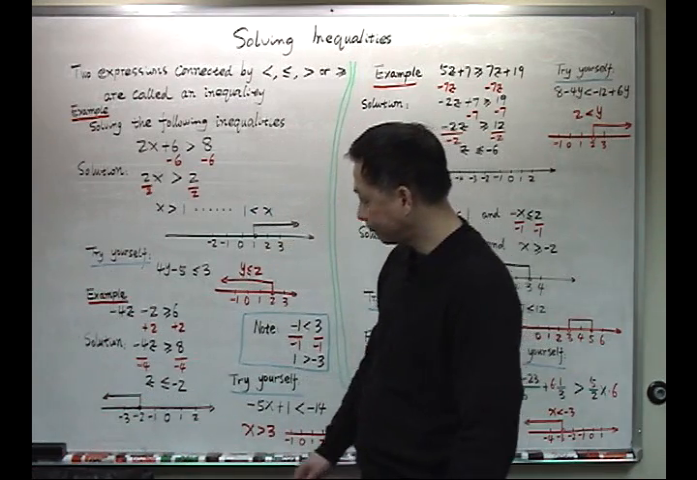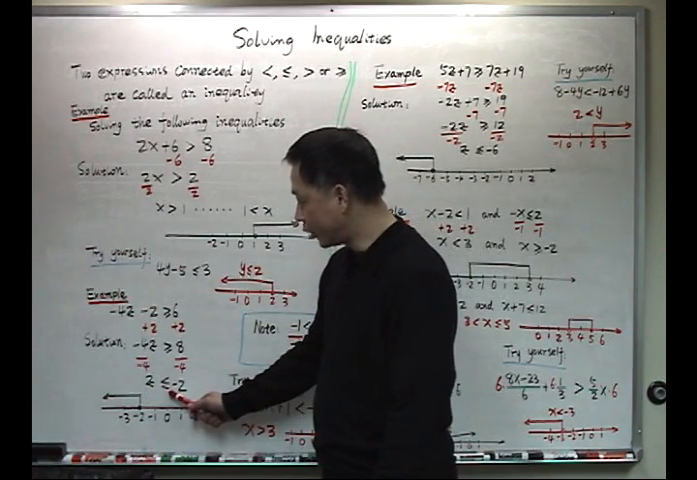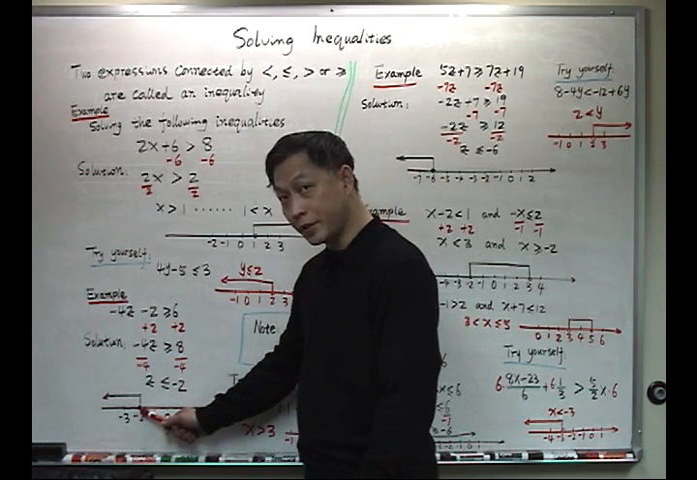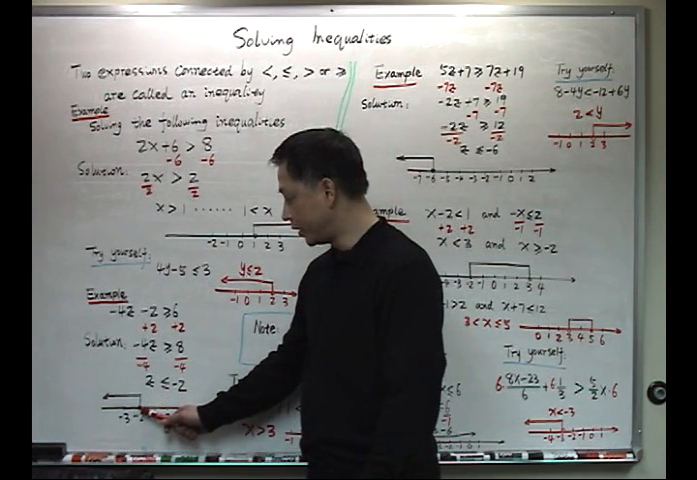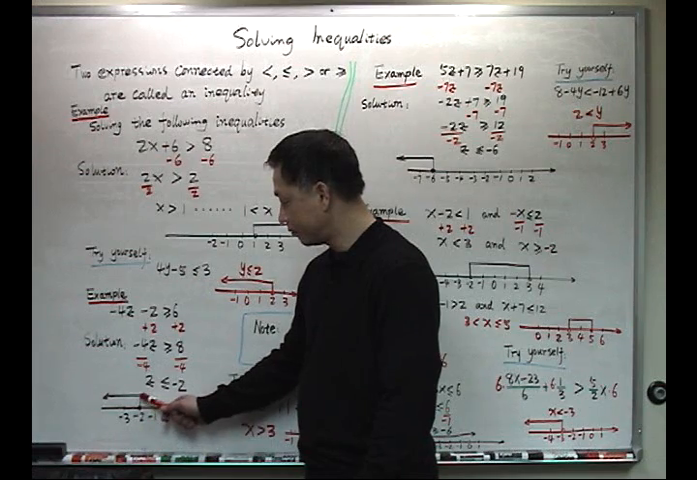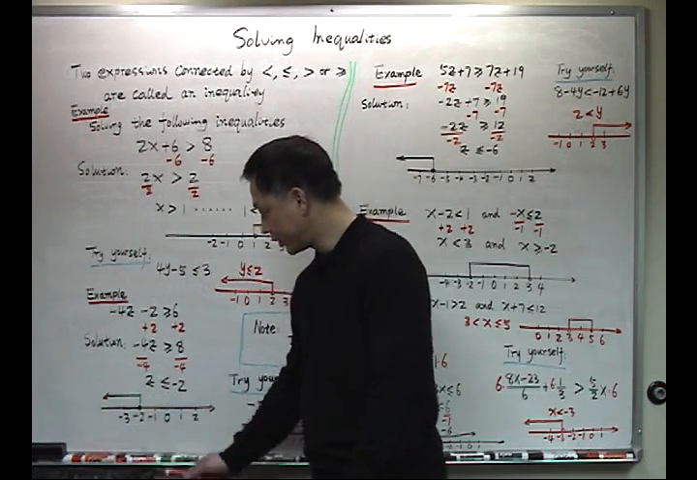And then there is an equal sign here, so here should be a solid point. That would be -2 to the left, solid point.